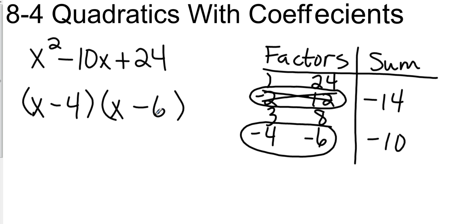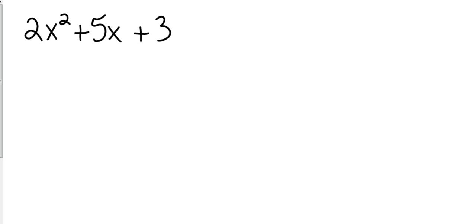Okay, that's from the last section. Now, let's move on to something in this section where we put a coefficient, which is just a number, out in front of that x squared. So let's go 2x squared plus 5x plus 3. Some of the major differences are going to be, because there's now a number out in front of there, we can't just do x times x.